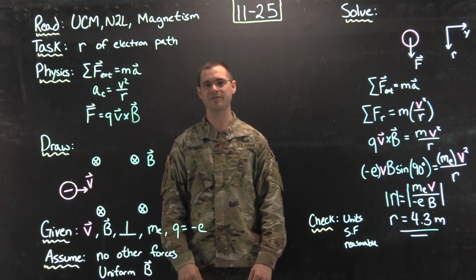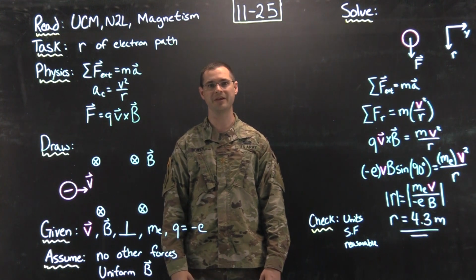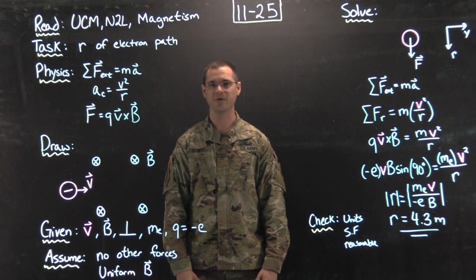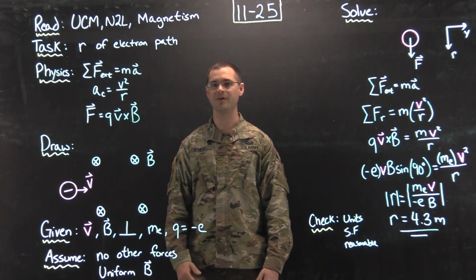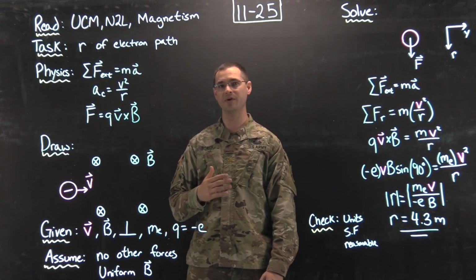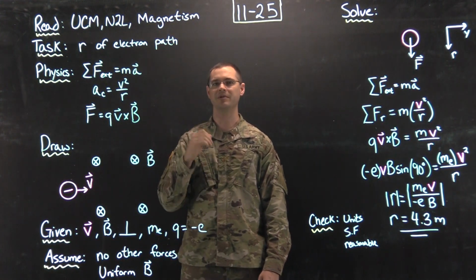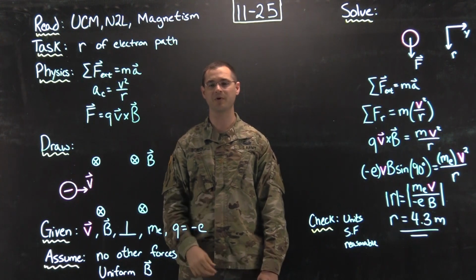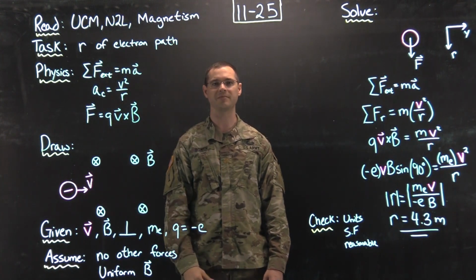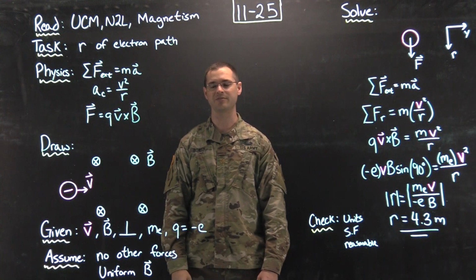So, looking at this problem, we have a cosmic ray electron that enters the Earth's atmosphere perpendicular to the Earth's magnetic field. We're asked to solve for the radius of that electron's path. After reading this problem, we notice that there's going to be some magnetic force on the electron, so we need magnetism. Because we're working with forces, we need Newton's second law, and we're solving for a radius, so we need uniform circular motion. Our task, once again, is to solve for the radius of the electron's path.